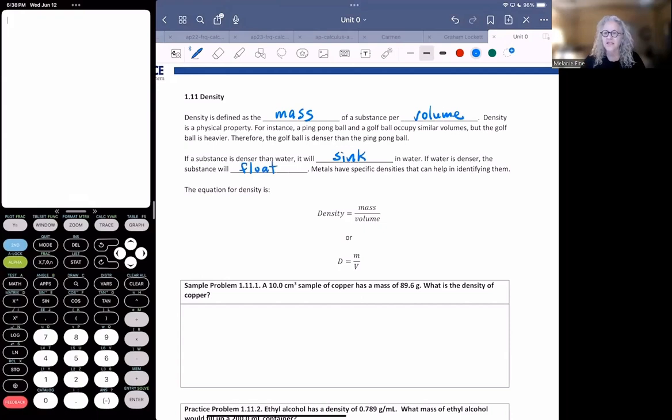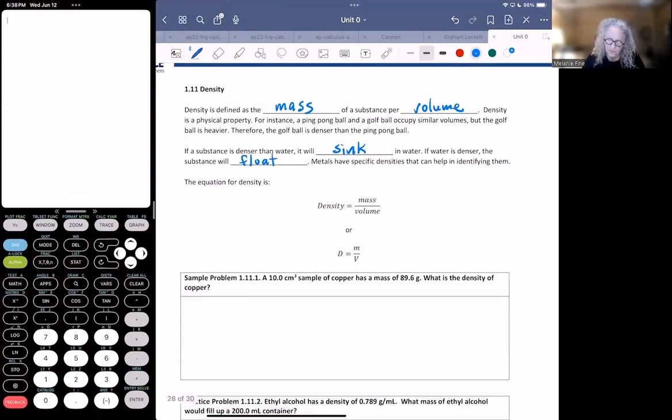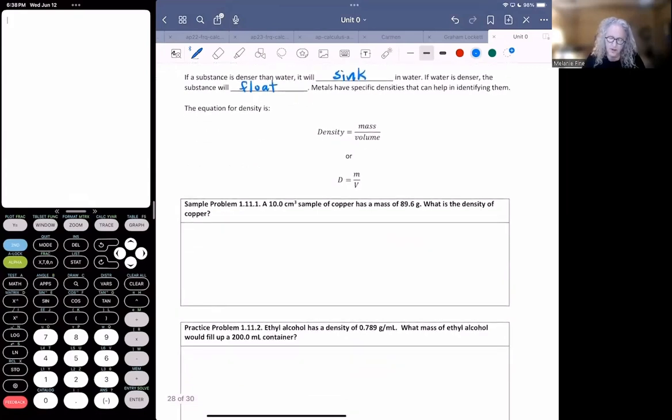Metals have specific densities that can help in identifying them. The equation for density, which I've talked about in previous lessons, is density equals mass divided by volume. So let's look at this sample problem. A 10.0 centimeters cubed sample of copper has a mass of 89.6 grams. What is its density? So density is already isolated in this equation. So we just plug in mass, 89.6 grams, divided by 10.0 centimeters cubed.